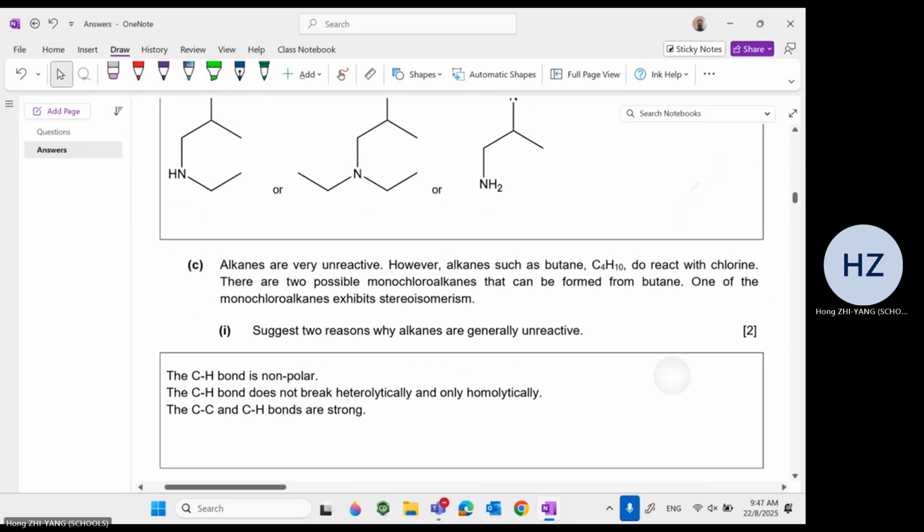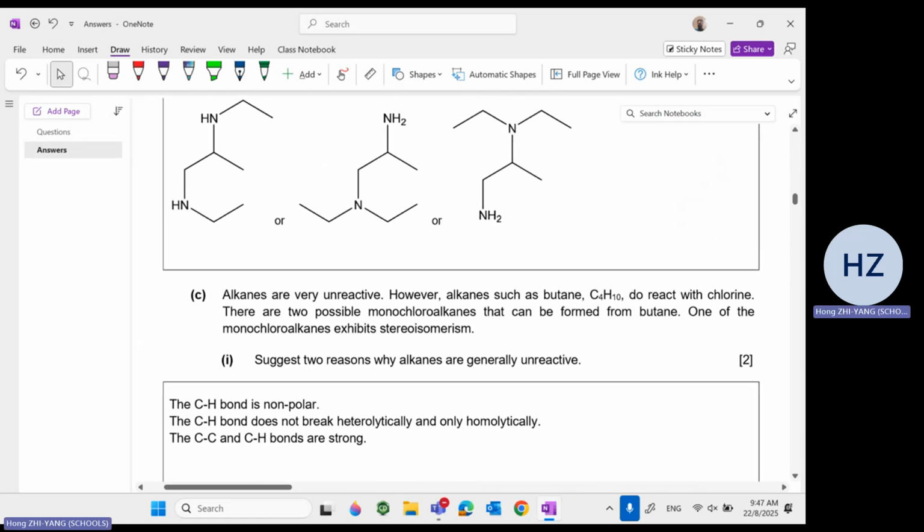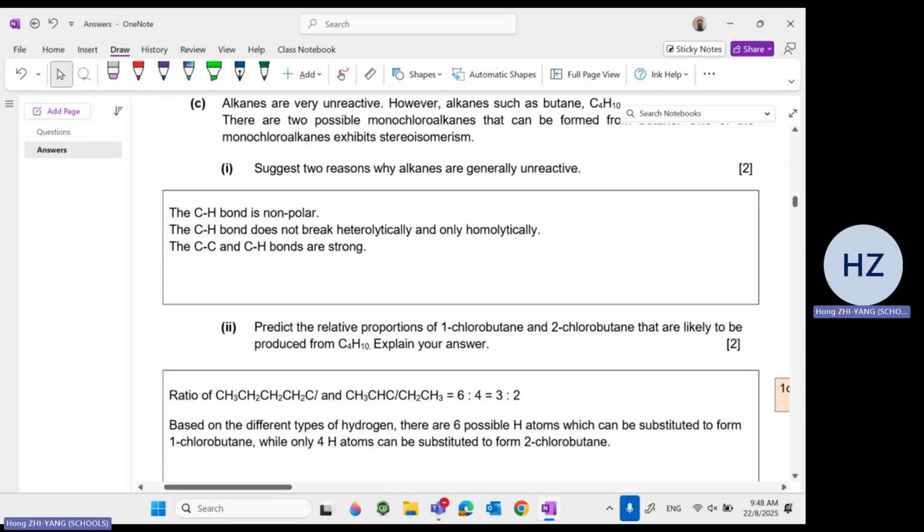Right, then this one, nothing much. Actually, I feel that the questions are fair and reasonable. It's not easy, to be honest, it's not easy. If you cannot recall, means you really cannot recall. But if you can recall, then it's okay. So it's a pretty fair paper.